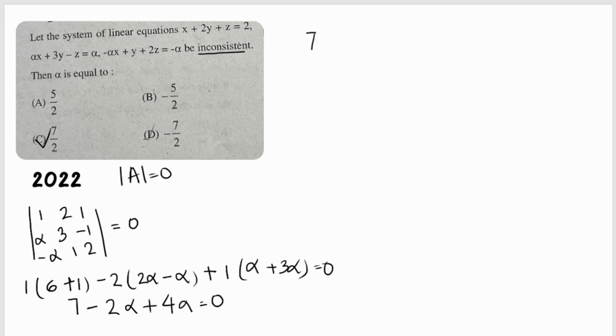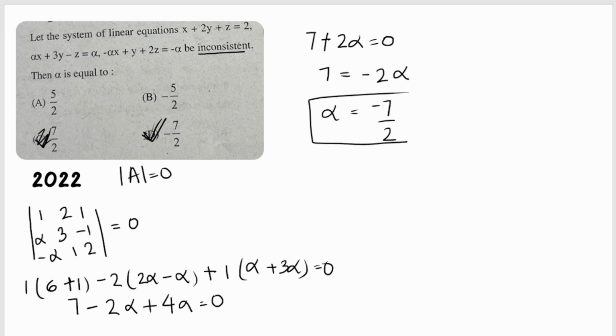On further solving, 7 plus 2 alpha equals 0. 7 equals minus 2 alpha. Alpha equals minus 7 by 2. The answer is option D. Okay, this is not the answer. Option D is the answer. Okay, I hope this question is also clear. This question is much more simpler, right?